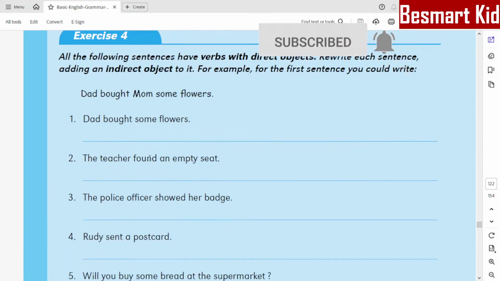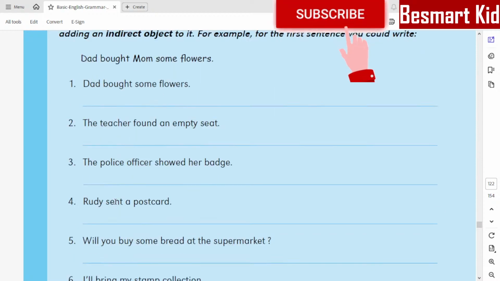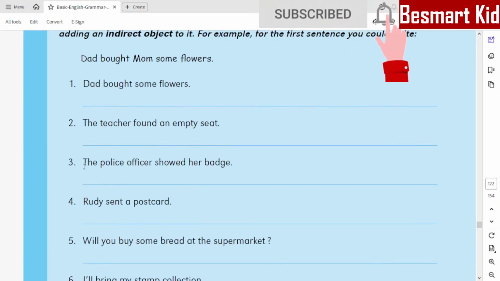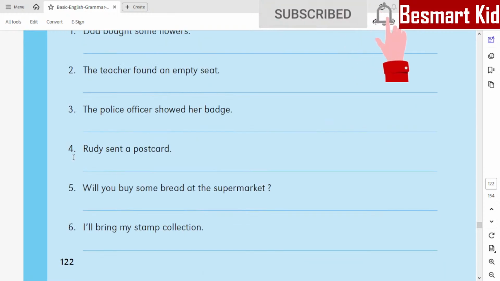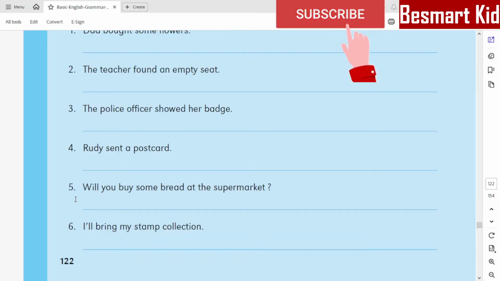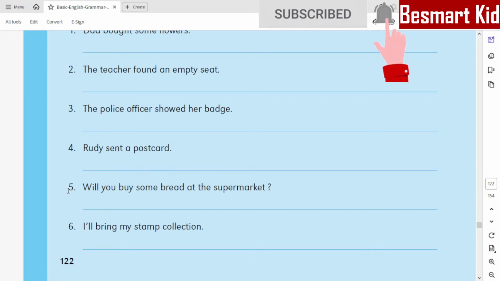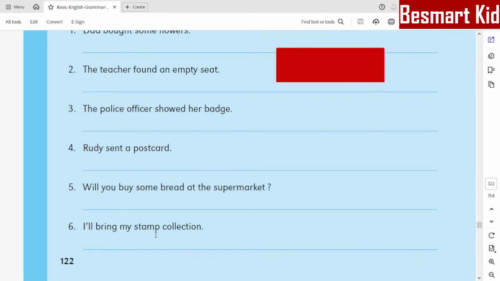Second, the teacher found an empty seat. Third, the police officer showed her badge. Fourth, Rudy sent a postcard. Fifth, will you buy some bread at the supermarket? Sixth, I'll bring my stamp collection.